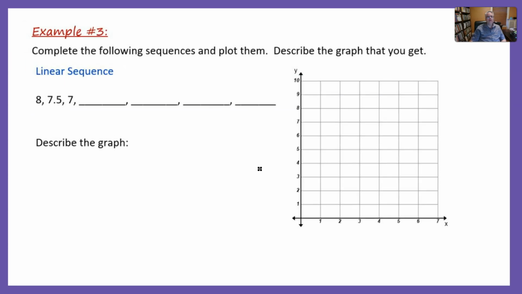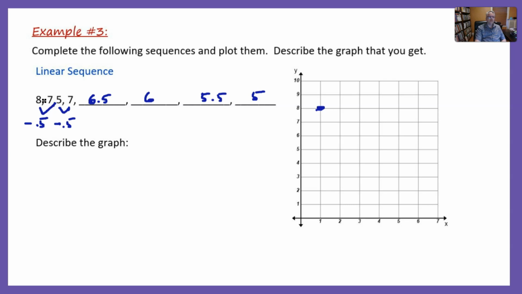Okay. This is a linear sequence. So this one, let's see what it's changing by. When I do 7.5 minus 8, that's minus 0.5 or minus a half. 7 minus 7.5 is minus a half. This is going down by a half. So this would be 6.5, 6, 5.5, and 5. All right, the first term is 8, so when x is 1, I'm going to plot 8.